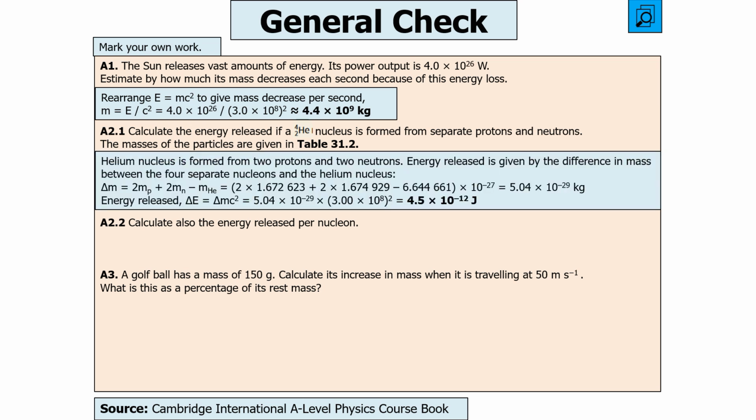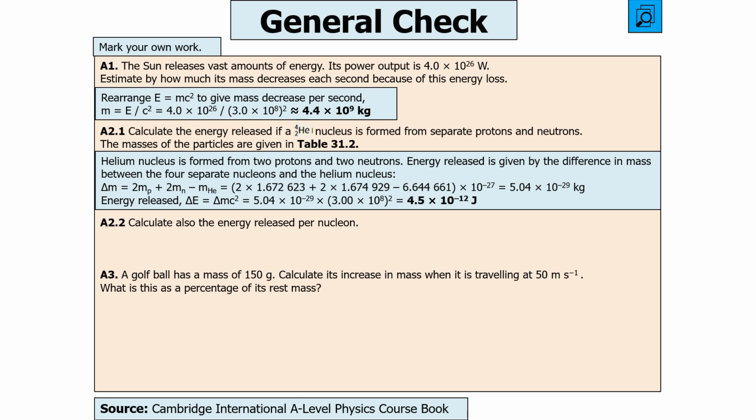We know helium nuclei are formed from 2 protons and 2 neutrons. The energy released is the difference in mass between the 4 separate nucleons and the helium nucleus. So if you work out this difference in the masses, it's going to be 5.04 times 10 to the minus 29 kilograms. E equals mc squared, so pop that into the E equals mc squared equation, and our energy is 4.5 times 10 to the minus 12 joules.